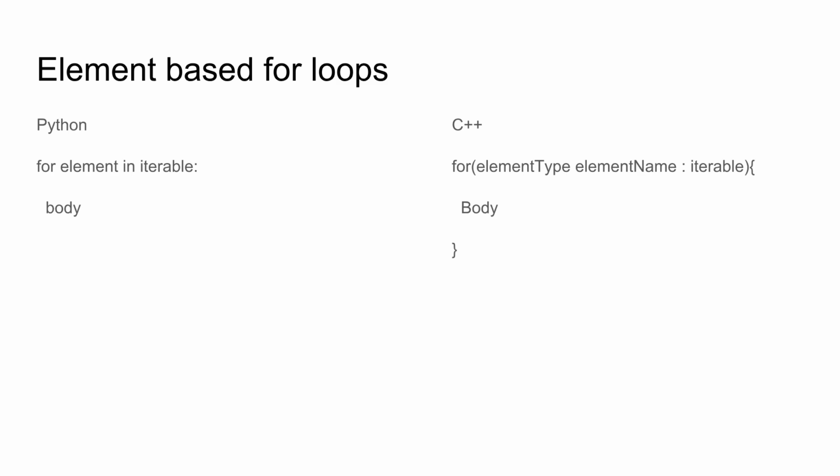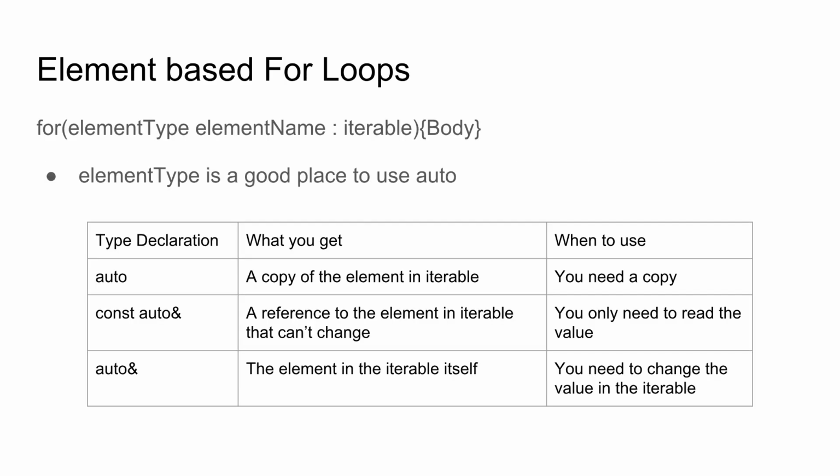C++ does have element-based for loops, so you can say like for element in iterable, do something. In C++, you have to say for, element type, whatever its type happens to be, element name, whatever you want to give that variable name, in your iterable. But instead of writing the keyword in, it's a colon, and then you do your body. When you're doing these range-based for loops, or these element-based for loops, this is a really good place to use auto, as long as you know what the type of the variable is going to be, right? But you can also do some different things, like you can do auto reference, or const auto reference.